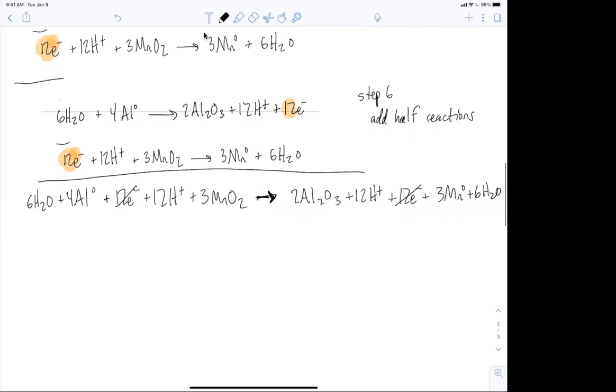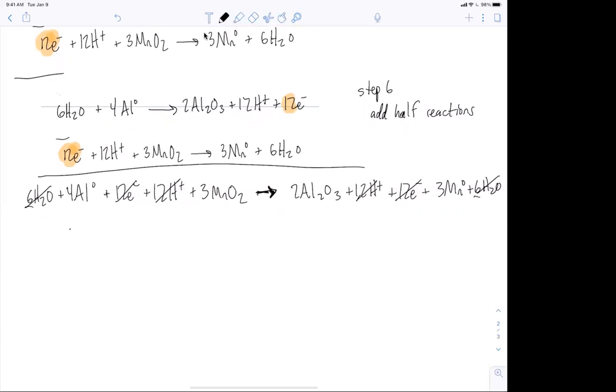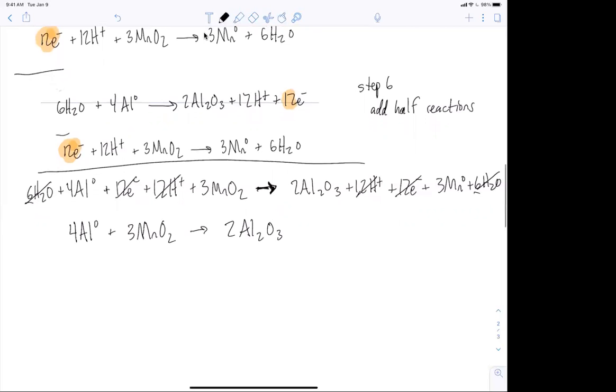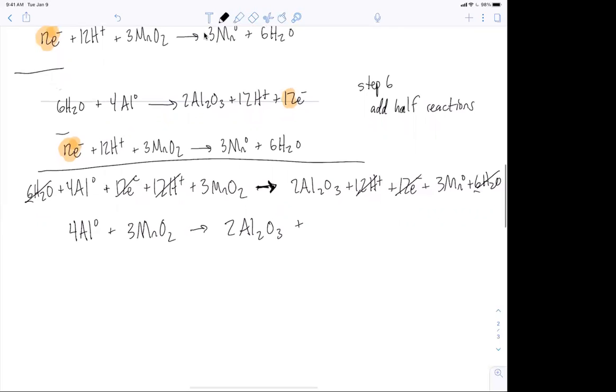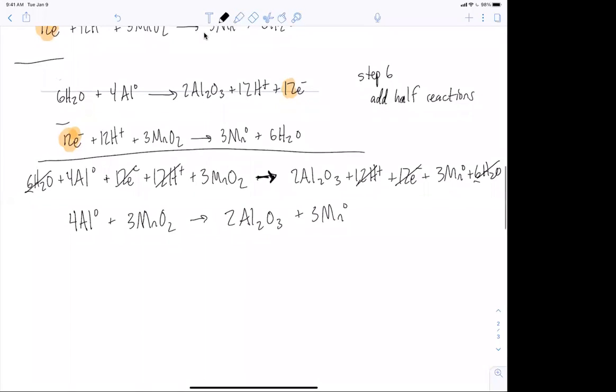But so the 12 electrons cancel out there. We see that the protons actually cancel out. Water cancels out perfectly, as in 6 and 6. And then what we end up with in the end is just 4 alumina plus 3 manganese oxide goes to 2 aluminum oxide plus 3 manganese. And so that's our final equation.